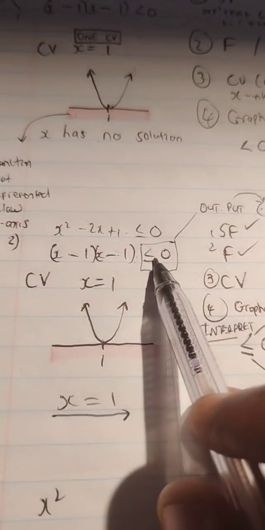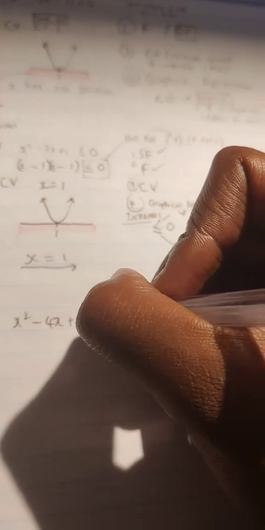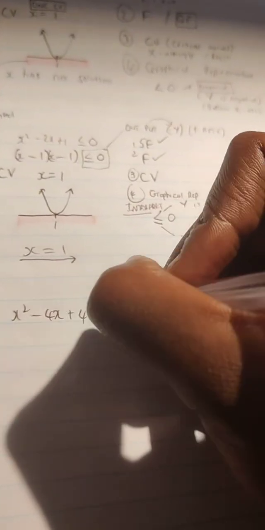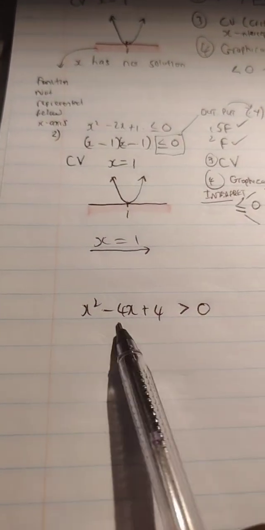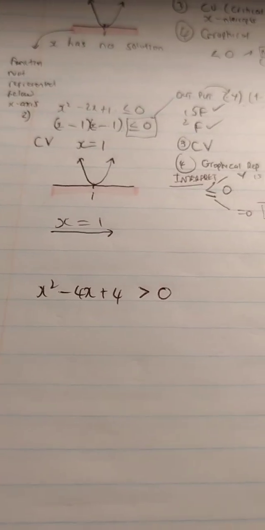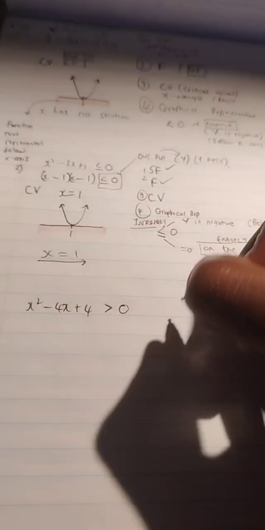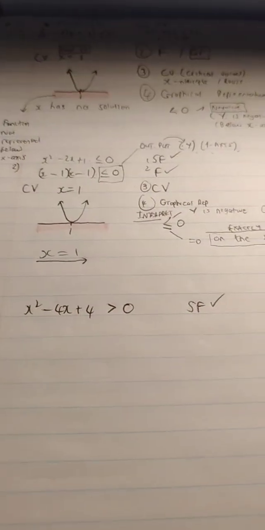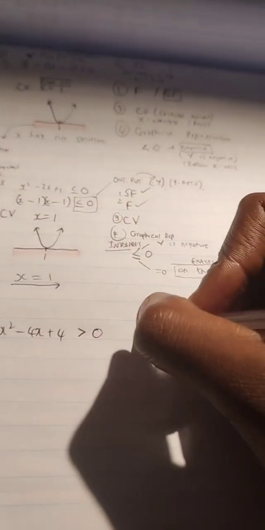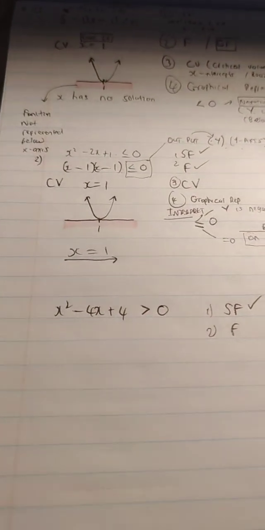I want to change the inequality now and do something else here. Okay, let's actually do this one and then say greater than 0. Let's have a greater than 0 situation. So x squared minus 4x plus 4. Step number 1, the equation must be in standard form. Is the quadratic equation in standard form? Yes. Step number 2, write down the factors. In other words, factorize. So can we factorize this, guys?